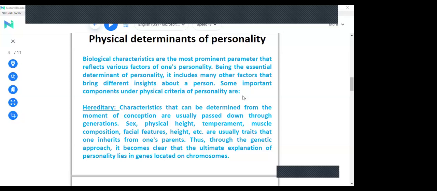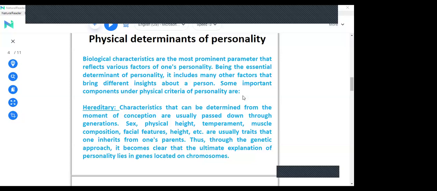Sir, how do the physical determinants of personality, the physical topics, the physical things, change anyone's personality? Here is the question: how does it change anyone? It's like the physical thing, no?